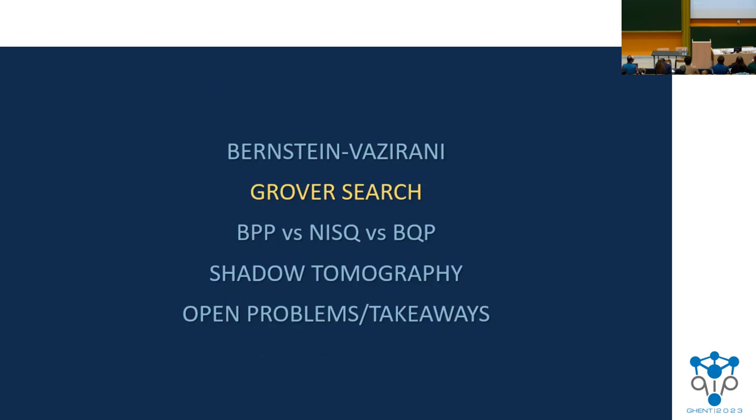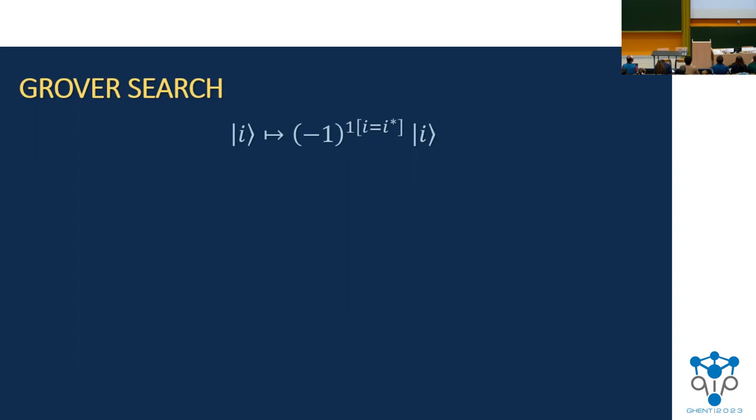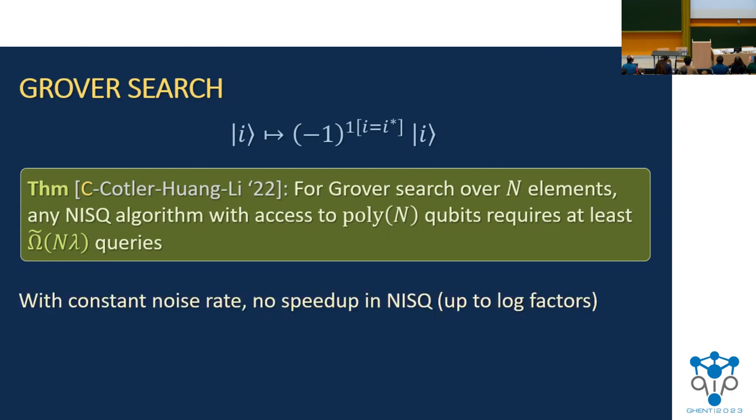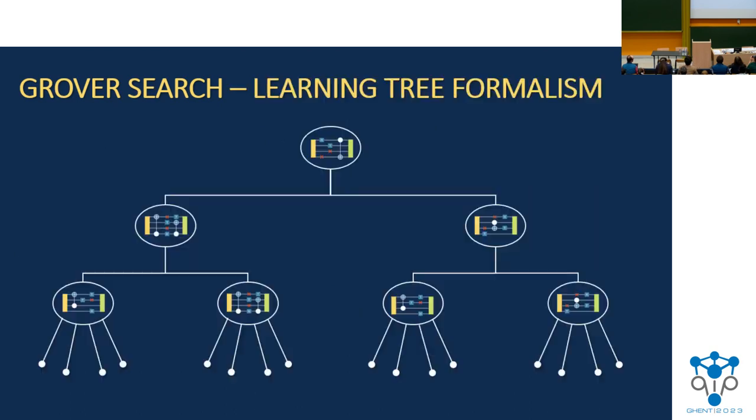What happens now if we turn to a higher depth setting, like Grover search? Okay, so here we show that actually you don't get any meaningful speed-up once you have constant noise rate. So we show that for Grover search over n elements, any NISQ algorithm with access to poly n qubits requires at least linear in n times lambda number of queries, up to log factors. And the log factors are mostly an artifact of the analysis. What this is really saying is that with constant noise rate, you don't get any kind of speed-up over classical. Okay, so how do we prove this?